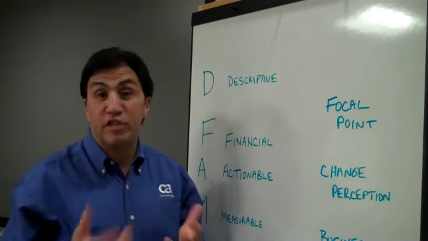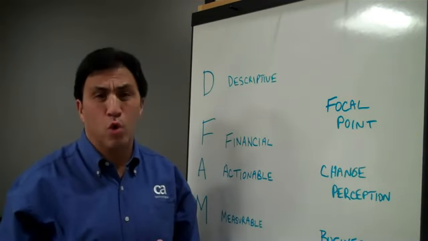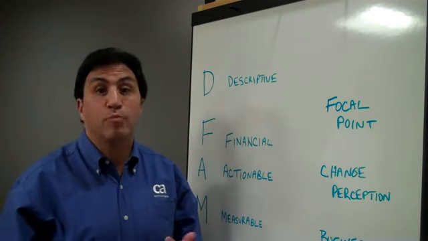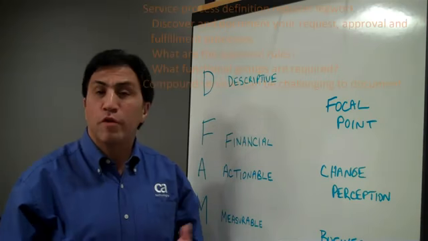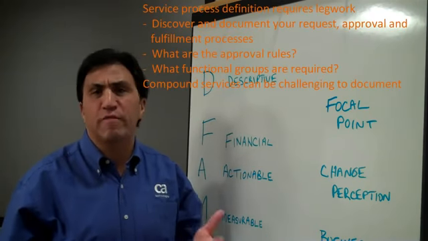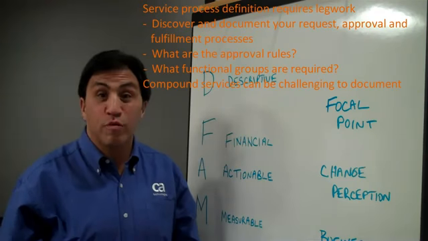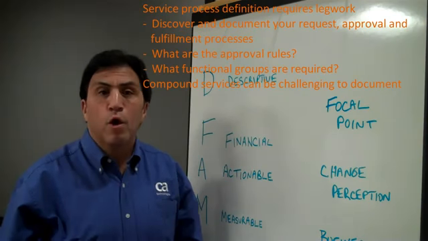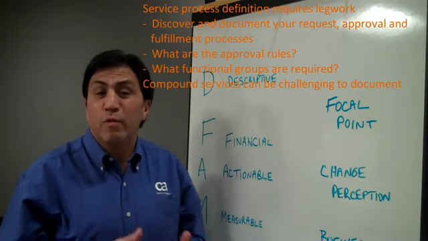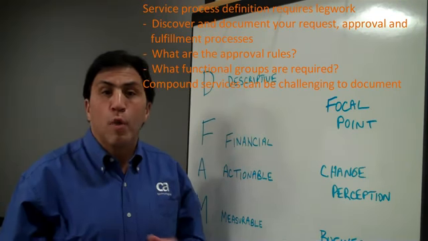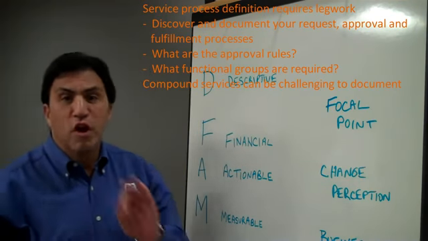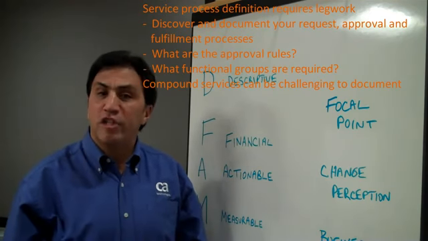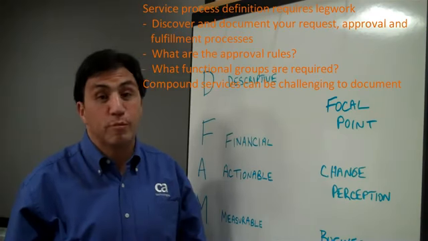The actionable service definition element will require a bit of work. This is where you discover and document your request, approval, and fulfillment processes. For example, what happens when someone selects a service from a catalog? Does it require an approval? If so, what are the rules, and how is the approval routed? What about the exception steps and if an approver is not available? When it comes to delivering the service, what functional groups are required? This can be challenging to document and define, especially for a compound service with many touch points.